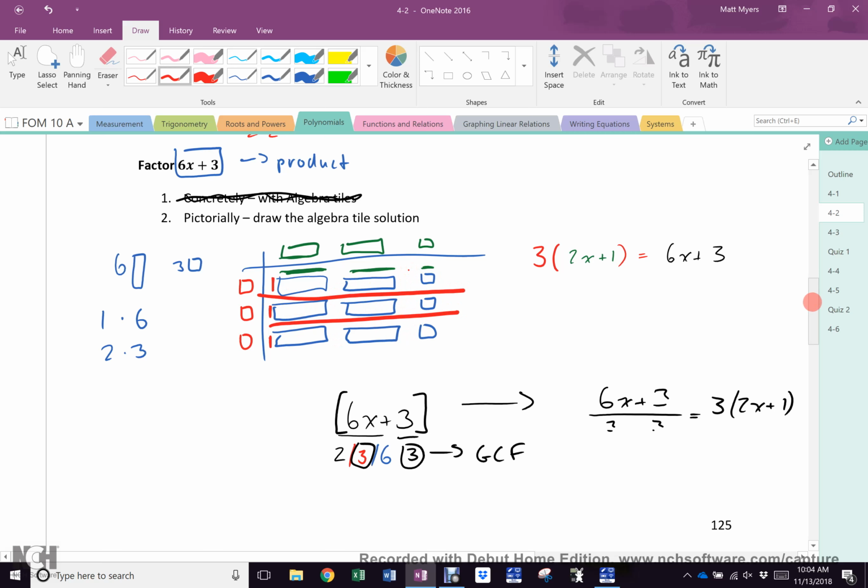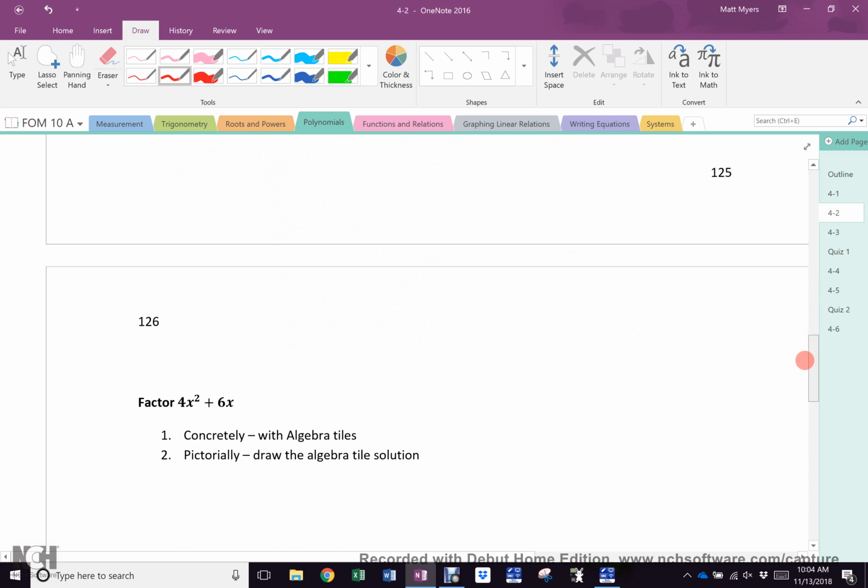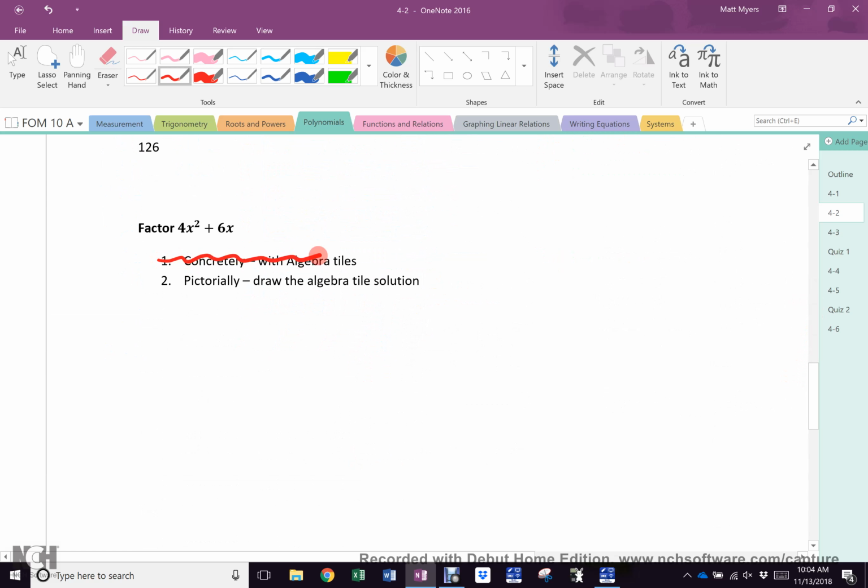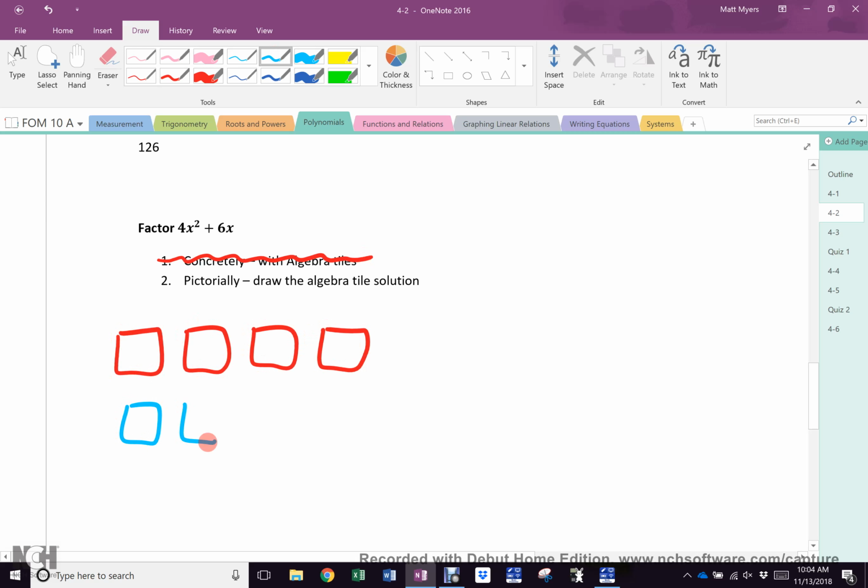All right. Turn the page over. Let's look at the next one. What am I starting with? I got 4x squareds, right? I could draw them like that, couldn't I? Or vertically, yes? What's the other way I could draw them? 2 by 2. Agreed? What is the only ways I can draw 6x? We've already done 6x. What are the ways I could draw it?